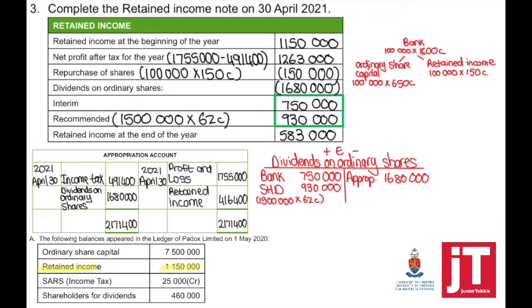583,000. Now when you're studying this for exam and test, make sure you're able to work from the top to the bottom and from the bottom to the top. Sometimes the retained income at the beginning could also be a balancing figure. And then they provide you with the balance at the end. This is why it is so important to understand your basics.